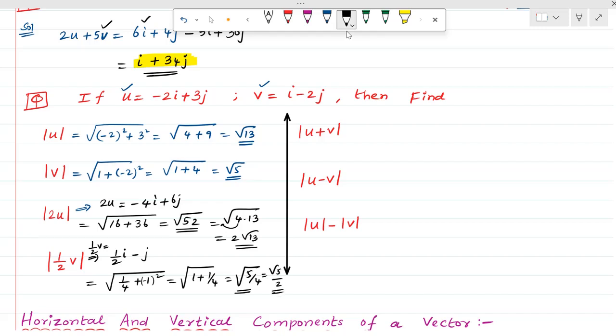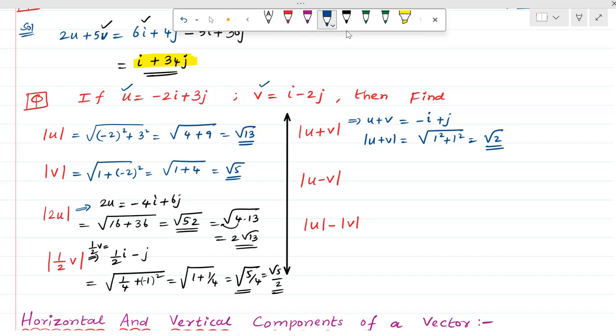Now first of all, I have to add the vectors u plus v. After that, I have to take the magnitude. So first of all, I will calculate u plus v. What is u plus v? Add it. Minus 2 plus 1 is minus i. 3 minus 2j, which is equal to plus j. Now the magnitude is equal to square root of 1 square plus 1 square. Is it right? It is square root of 2.